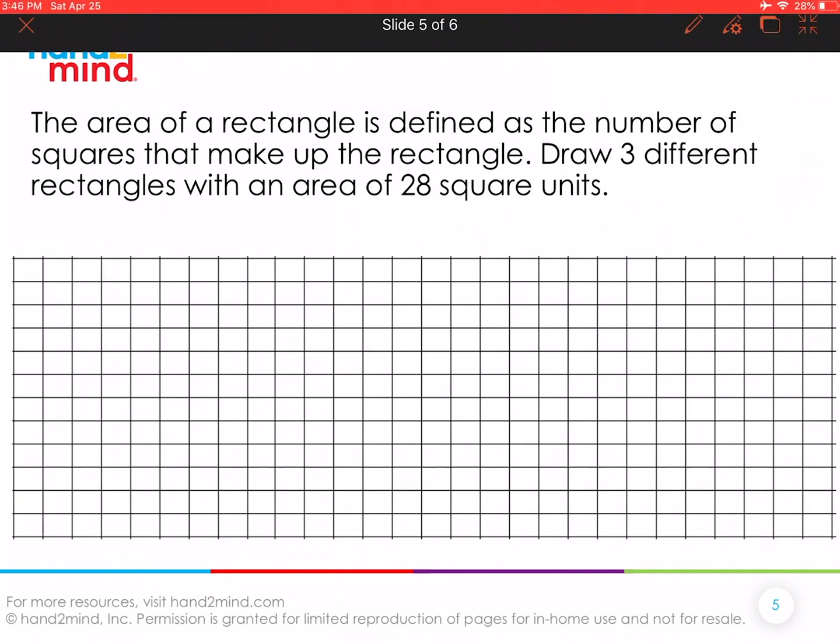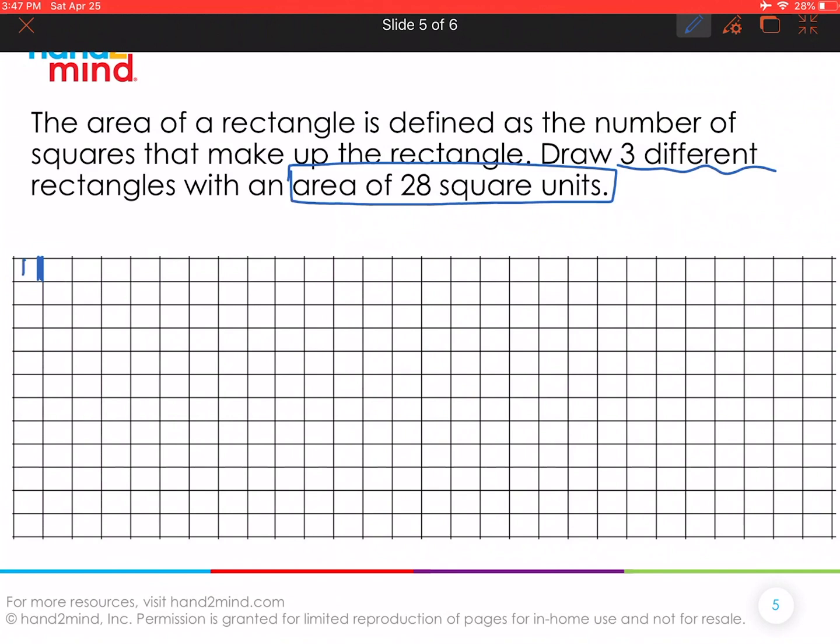Okay, our next question says that, again, the area of a rectangle is defined as the number of squares that make up the rectangle. Draw 3 different rectangles that all have an area of 28 square units. So again, that's the 28 square blocks. In this case, the grid is already showing those blocks for us, so we need each rectangle to have an area, or the space inside of our shape, to be 28. So thinking back to what we did on the first problem with Theo and his class, we started with a height of just 1 unit. So let's say we do that here. We just do a height of 1 unit.